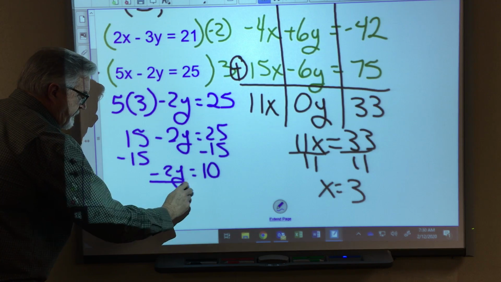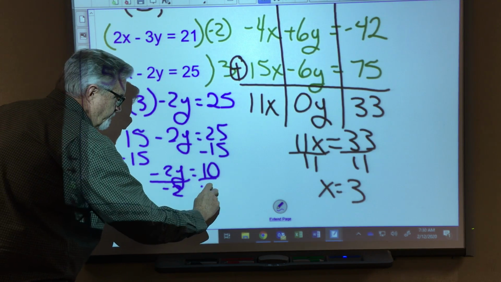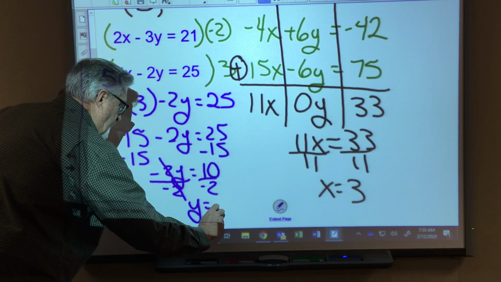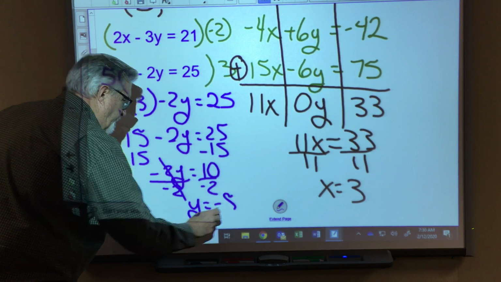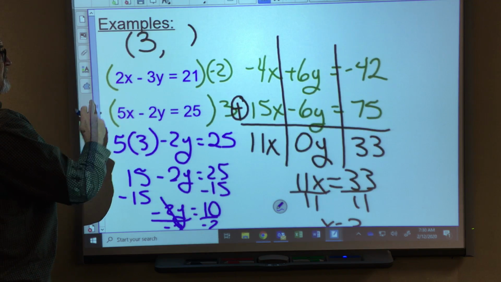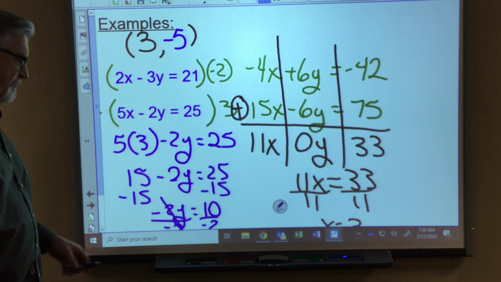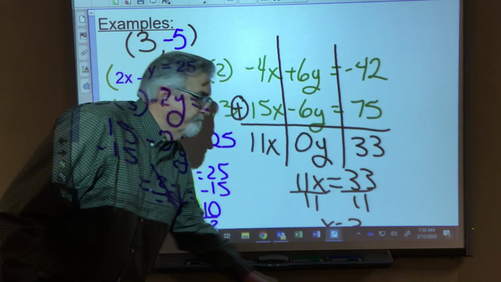Our next step would be to divide by negative 2, which results in y is equal to negative 5. So our solution on this one would be the ordered pair 3, negative 5.